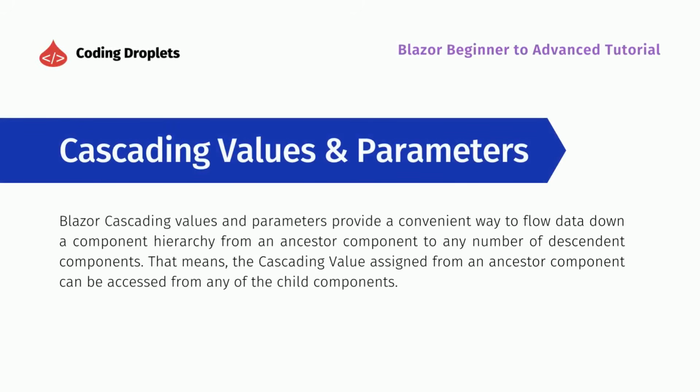Blazor cascading values and parameters provide a convenient way to flow data down a component hierarchy from an ancestor component to any number of descendant components. That means the cascading value assigned from an ancestor component can be accessed from any of the child components. So we can assign the cascading value from the parent of the parent of the parent, from any of the parents, and it can be accessed from any of the down child Razor components.